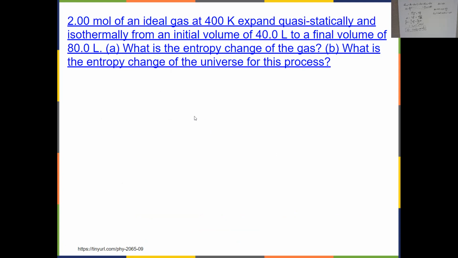Let's take a look at the example here. It says 2 moles of ideal gas at 400 Kelvin expand quasi-statically and isothermally from an initial volume of 40.0 liters to a final volume of 80.0 liters. What's the entropy change of the gas? What's the entropy change of the universe for this system?